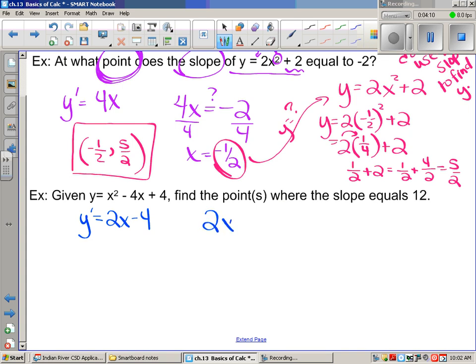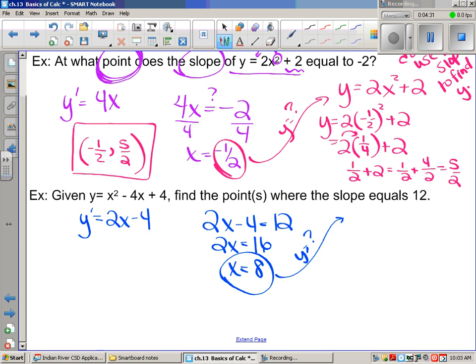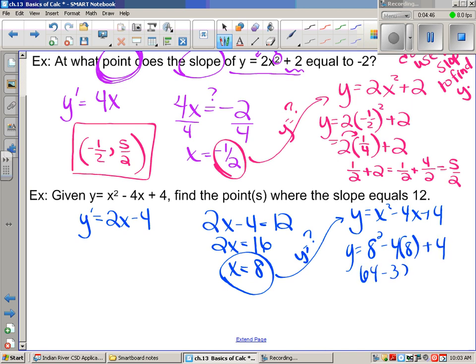So once again, we're going to set that equal to 12. First step, add that 4, and then divide by 2. Again, we want to find the point or points where that is. Of course, we only have a point because we only have one x value. To find the y value that goes with this, again, we want to go into the equation that corresponds with y equals. The other one is the derivative, or y prime. So I'm going to plug 8 into this. I have 64 minus 32, which is 32, plus 4 is 36. That means that the point is (8, 36).